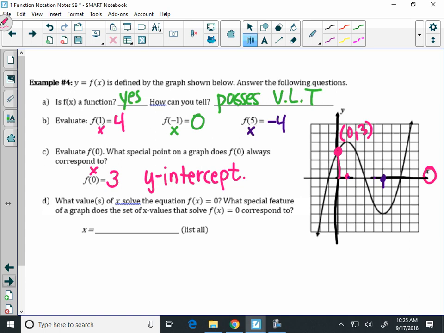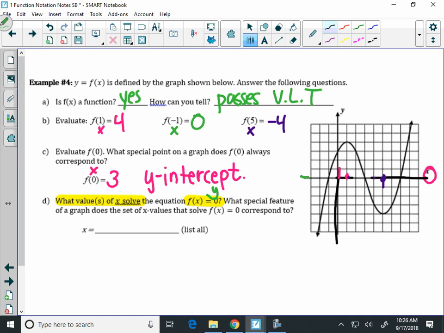Now the next question is a little bit trickier. It's asking you, what values of x, so we do not know the x value, solve the equation f of x equals 0. Well, a couple problems ago, we said whenever you're finding the value of x, what the equation is equal to is a y value. So we want to know what x values give us a y value of 0.